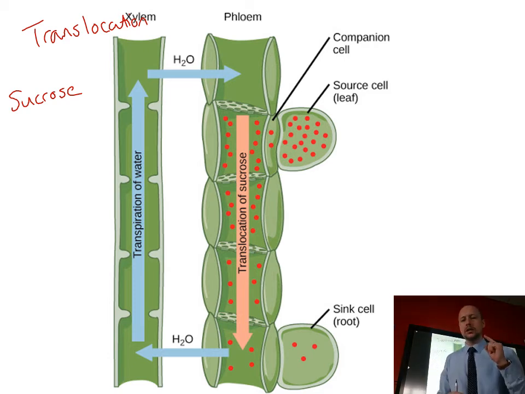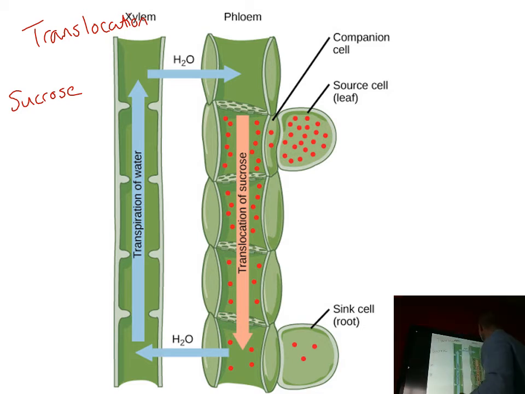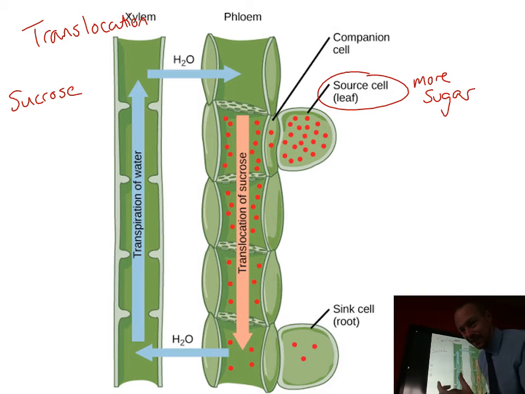So it's not always from the leaf to the root, and it's not always from the root to the leaf, but what it is always from and to is a thing called a source cell. So that's where there's more sugar, and there's a thing called a sink cell where the sugar is going to end up. So where we want the sugar to go.